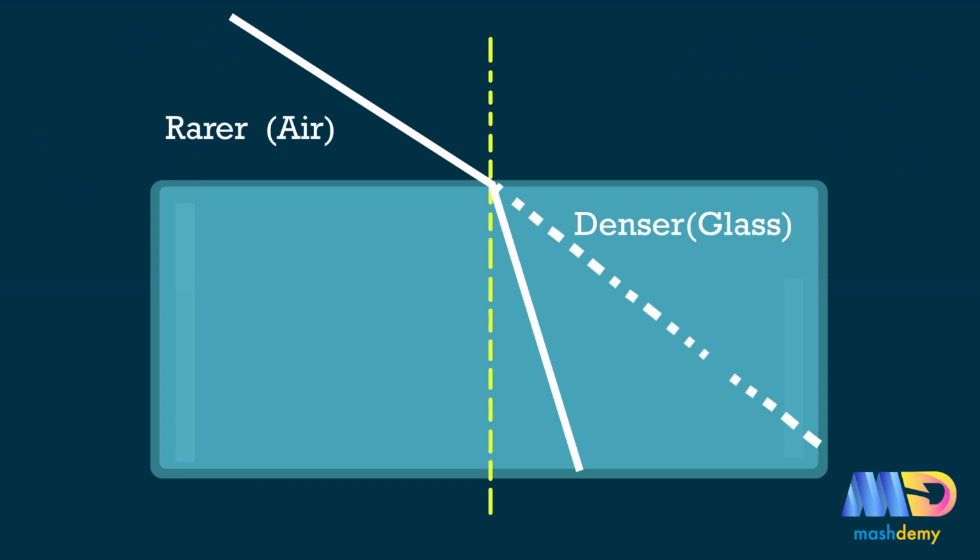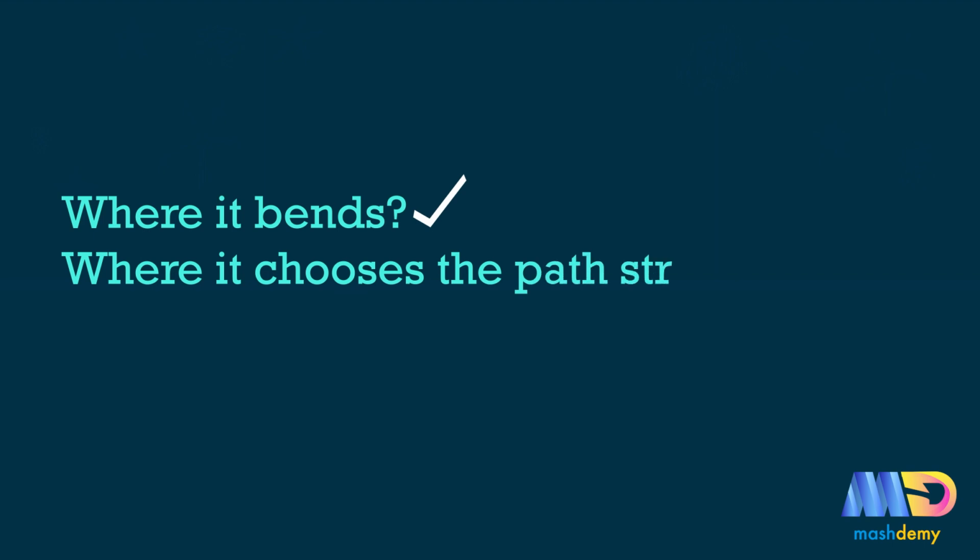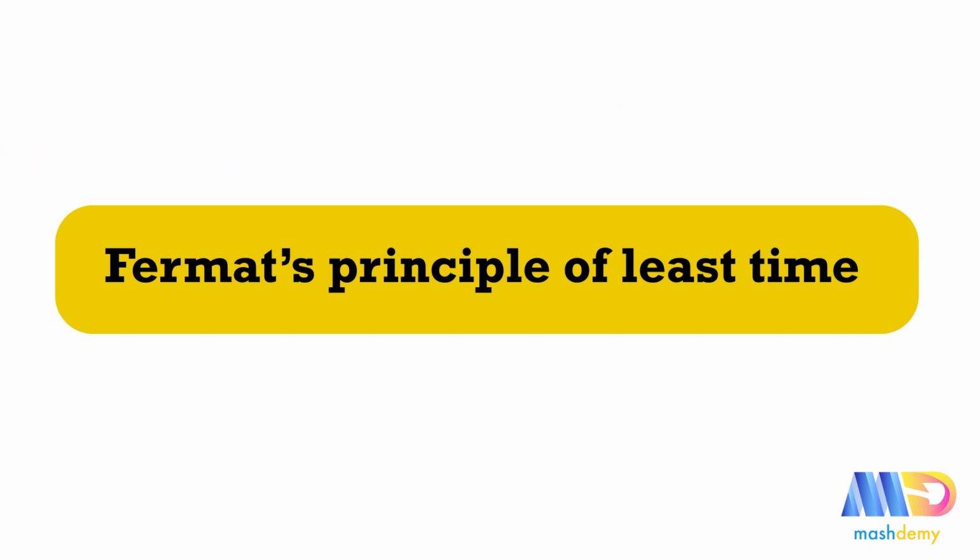It will bend slightly to achieve the least time path. If the light is going from an optically rarer to an optically denser medium, it will bend towards the normal, and the angle at which it bends is accurately given by Snell's law. I hope now you understand the behavior of light, where it bends and where it chooses the path of a straight line. It all boils down to one simple principle of least time.